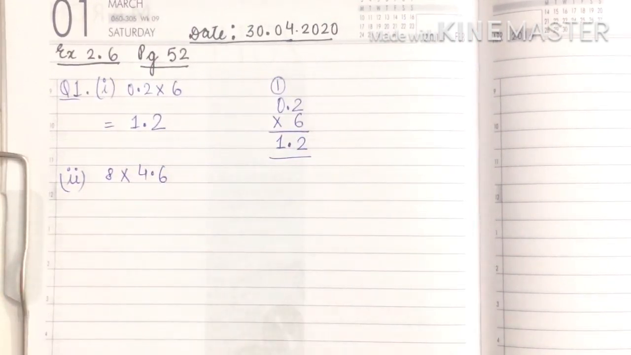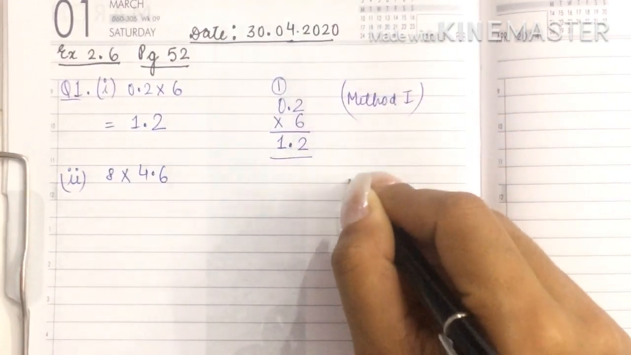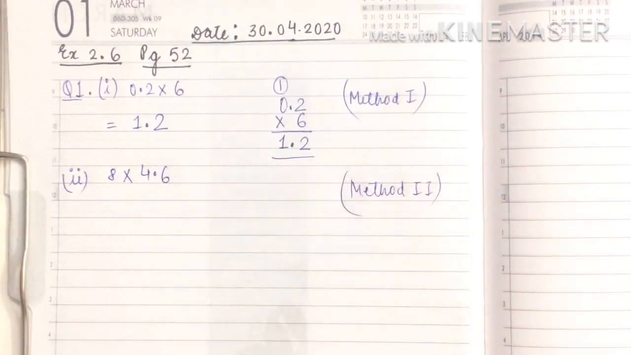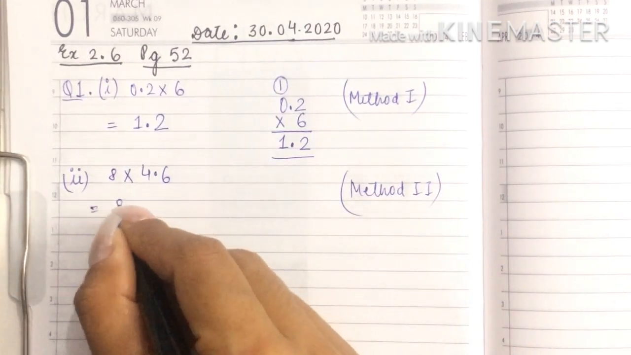Now I'm using second method. This was first method. Here I'm going to use second method. It's completely your choice. You can use any method. You can use just one in all parts. I'm just mixing it up so that you know how to use the two methods. So second method is the one where I use fractions.